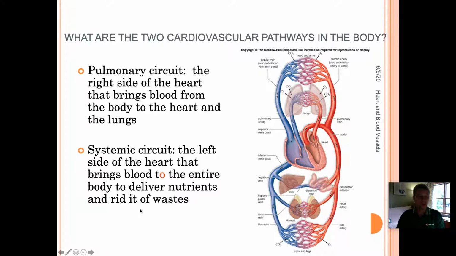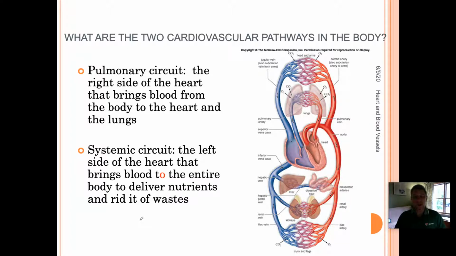Today we're going to talk a little bit about the flow of blood through the body. In the last video, we talked about the anatomy of the heart and the blood vessels. And now we're going to talk about the actual circulation of the blood through the heart and the blood vessels.